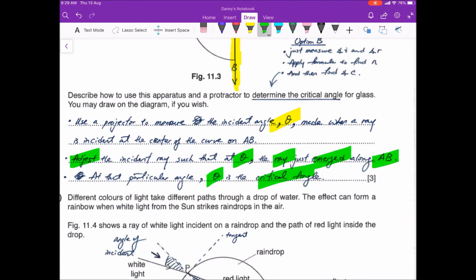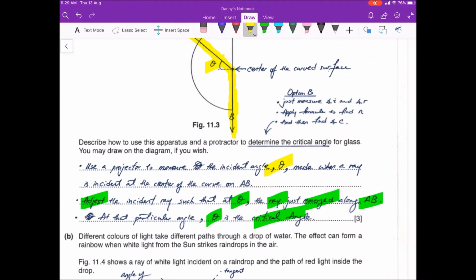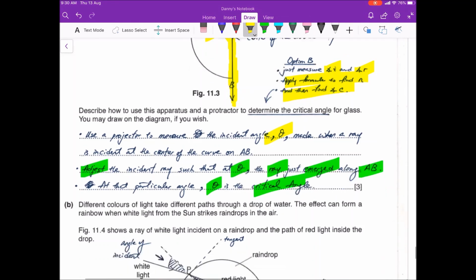and then identify that this particular theta will be your critical angle. Another way of doing it is, of course, you just shine any ray into the glass, but in this option, you measure the angle of refraction, and then you apply Snell's law to find the n, and then from there you find the c. So it is a bit long-winded, but you can do that as well.